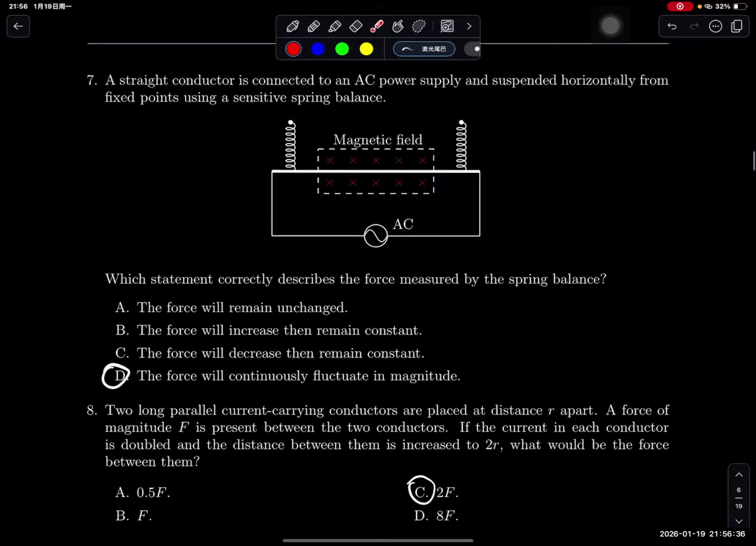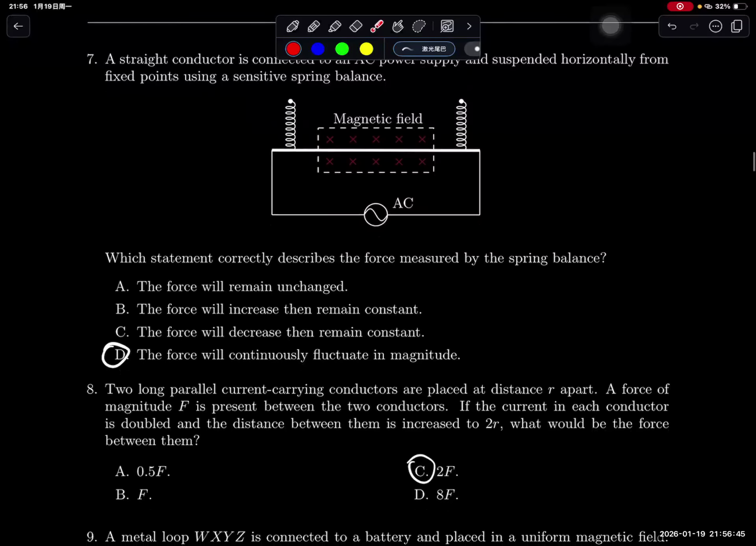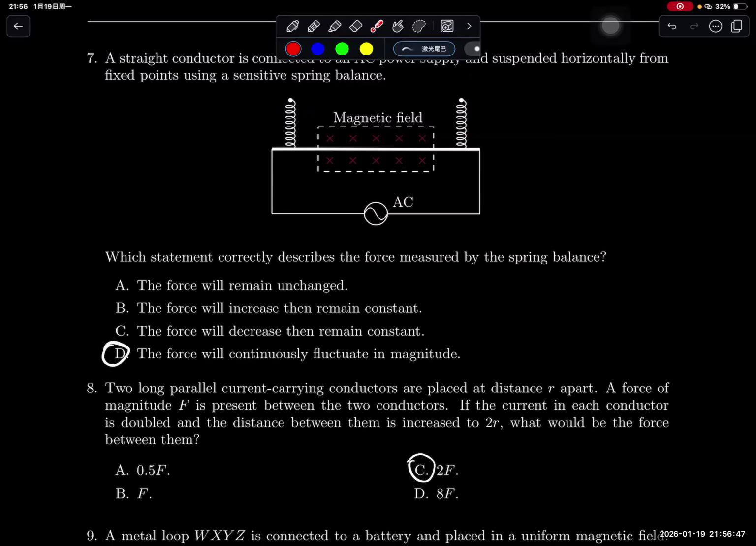Question 7. A straight conductor connected to an AC power supply is suspended horizontally from a fixed point using a sensitive spring balance. Okay, so we have AC. AC is alternating current, in the sense that the current goes back and forth, back and forth. Which statement correctly describes the force measured by the spring balance? It's going to oscillate, obviously.